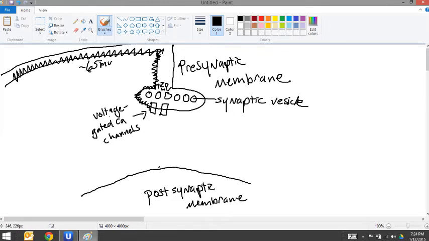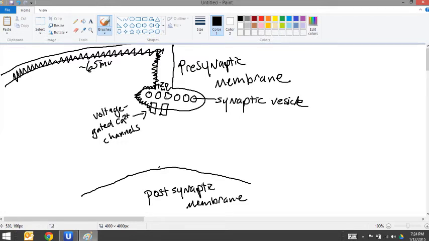And what happens when the voltage-gated calcium channels open, just for the sake of being perfectionist, calcium is going to flow into the presynaptic membrane. So the action potential propagates down here. Then it will open up these channels, and it will allow calcium to flow into the presynaptic membrane.